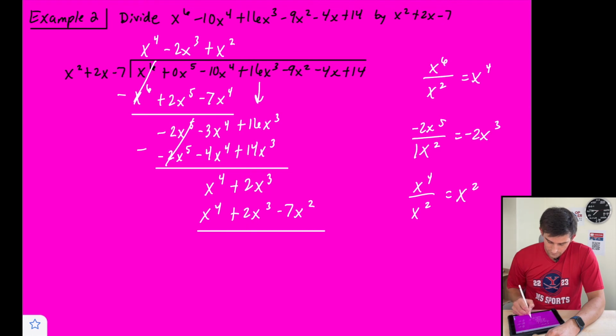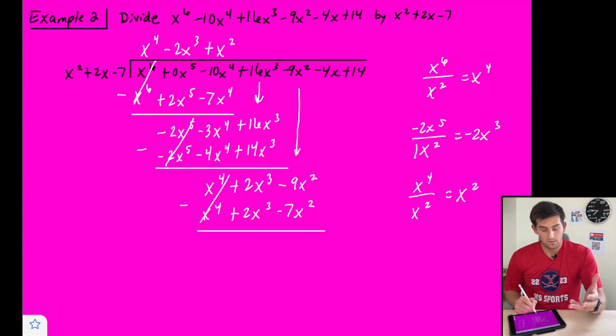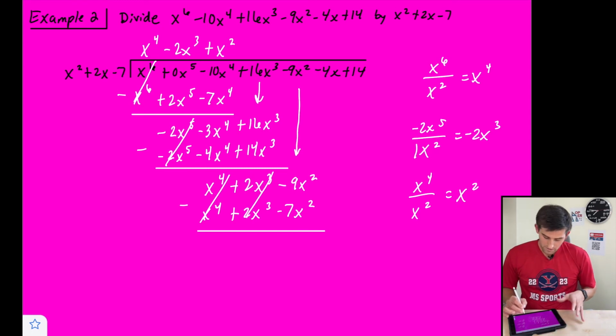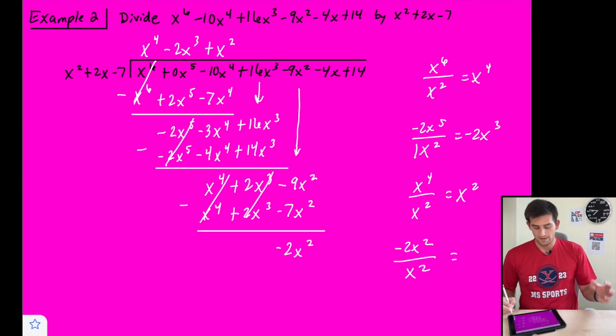Okay, so now we're going to subtract. So to subtract, we need to make sure we bring down our negative 9x squared. And now we're going to cancel here, and now look what happens to our cubed term as well. That actually cancels out as well. So now we have negative 9x squared minus negative 7x squared, or plus 7, so this is a negative 2x squared. Okay, and now we can start again. Let's say, okay, we have negative 2x squared. How many times will x squared go into that?